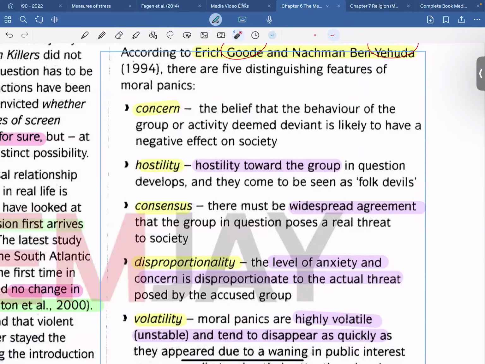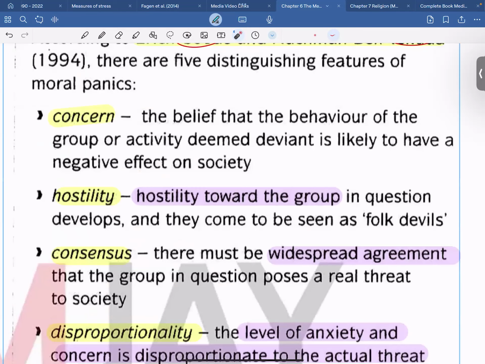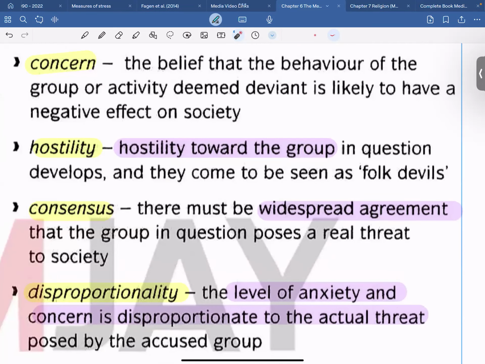Now, when we speak about concern, the belief is that the behavior of a group or activity deemed deviant is likely to have a negative effect on society. So if the media shows you something in a manner that makes you believe that a particular act would eventually have a negative effect on society, this is of course very alarming and very concerning.